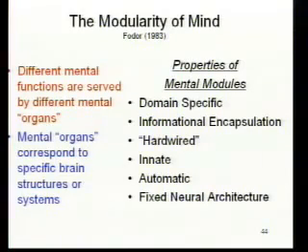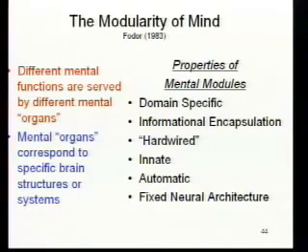This is a theory of neural organization that was proposed by Jerry Fodor, a philosopher of psychology and linguist. Used to be at MIT, now he's at Rutgers. And Fodor argued that these modules, these specialized mental modules, had a particular set of properties.